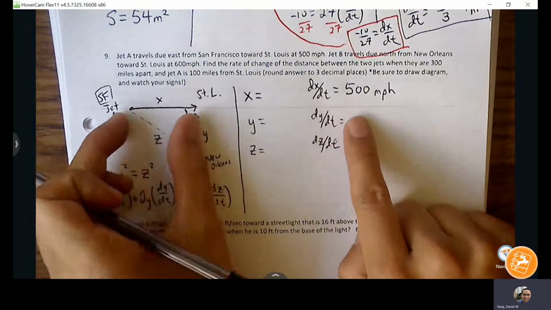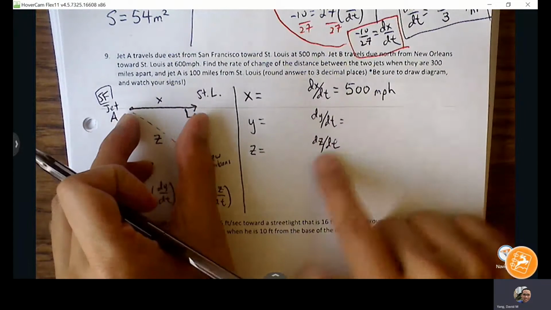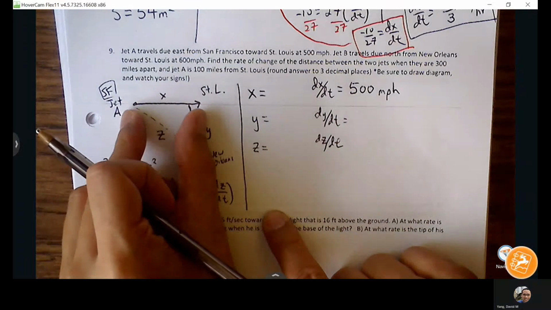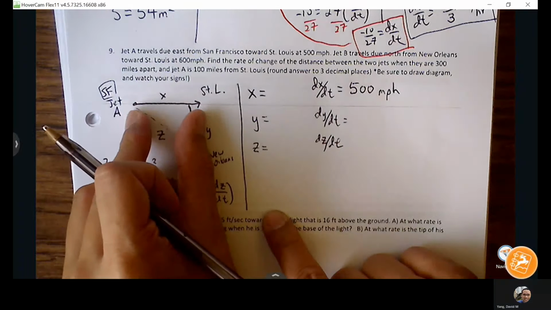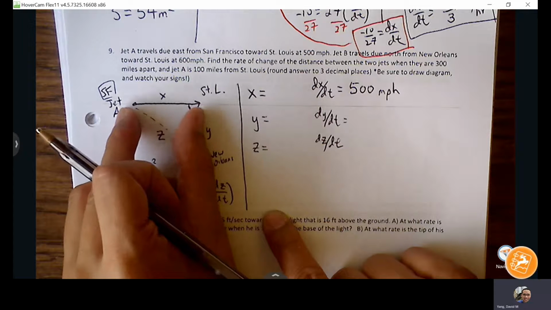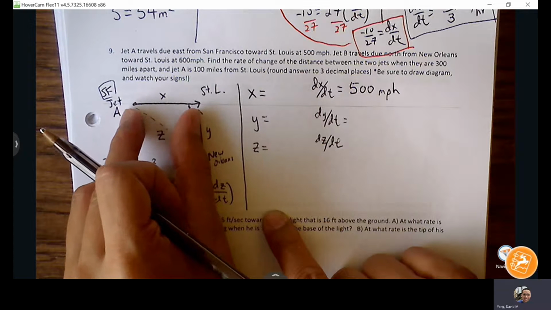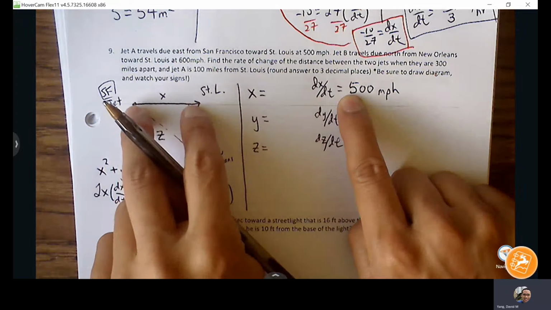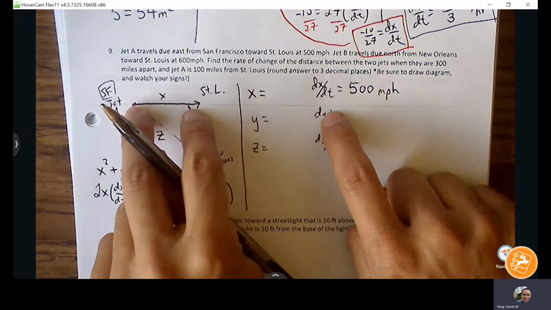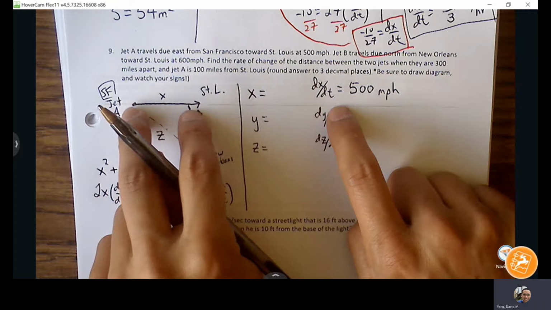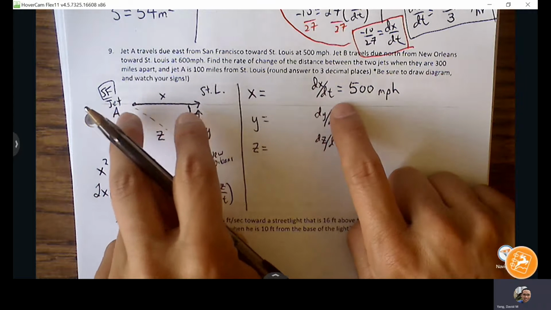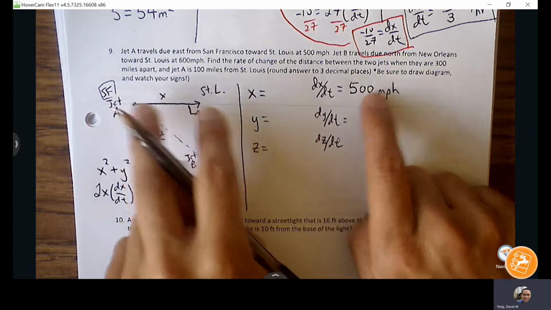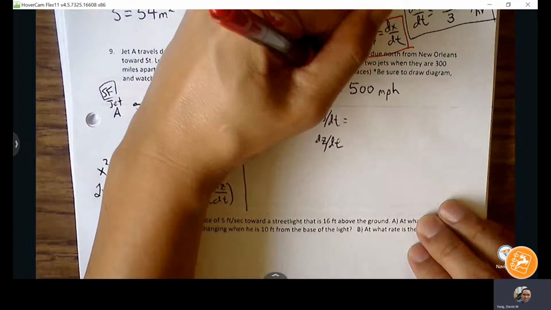All right, what's happening to x as time passes? Okay, so what's happening to the distance though? Decreasing. Negative, that's right. So this is telling us that as jet A travels, it's moving in a way where the distance between jet A and St. Louis is decreasing at a rate of 500 miles per hour. So we need that negative there.